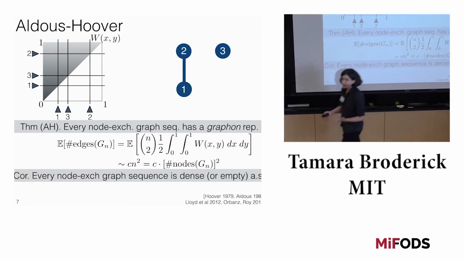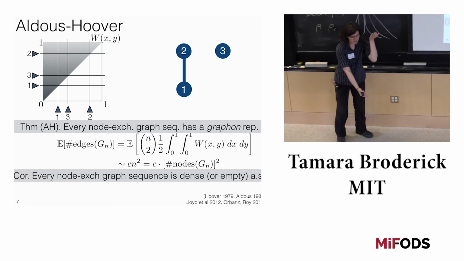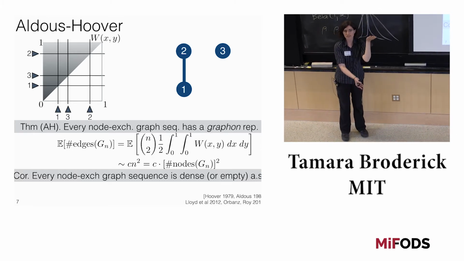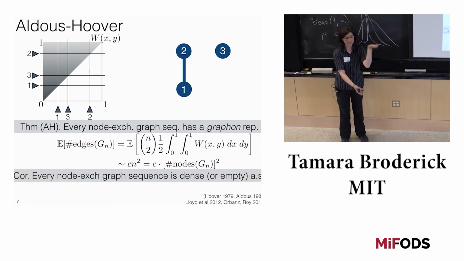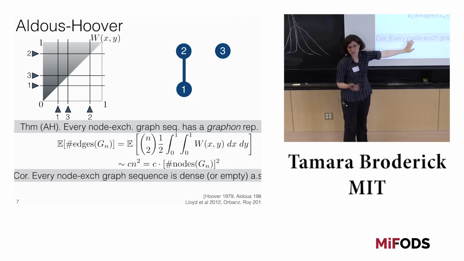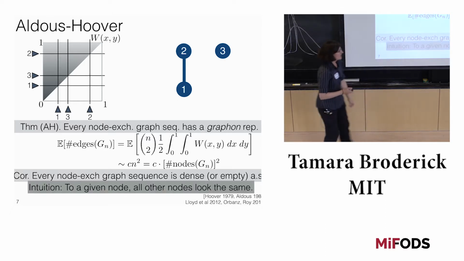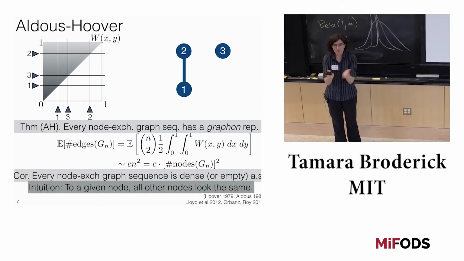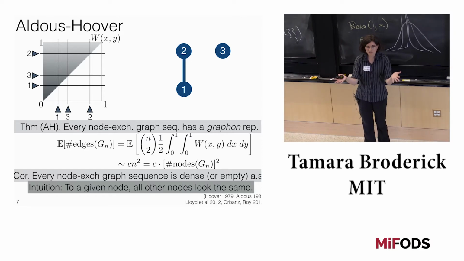And so now here's the exciting part. We just go back to that long list of graph models from before, and we notice that they're all node exchangeable. And so it follows as a corollary that their graph sequences are always dense or empty. But empty is pretty boring. So they're always basically dense. And this seems pretty reasonable. You look at a given node, and all the other nodes kind of look the same to you. That's part of this assumption.